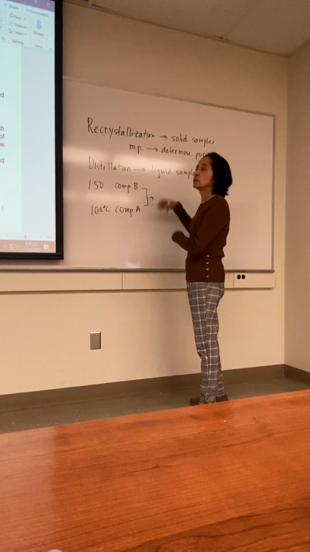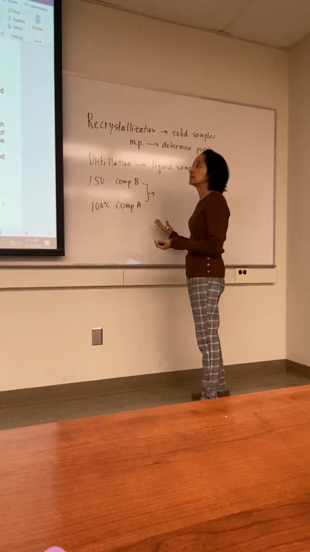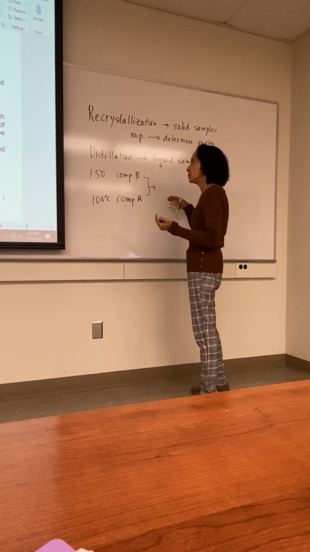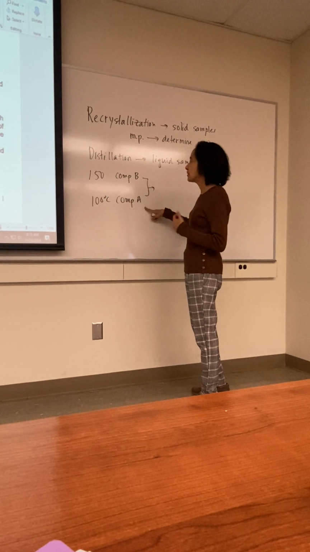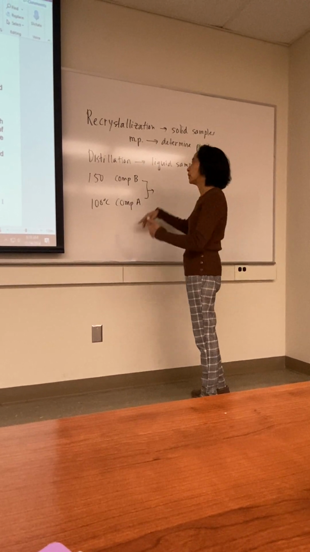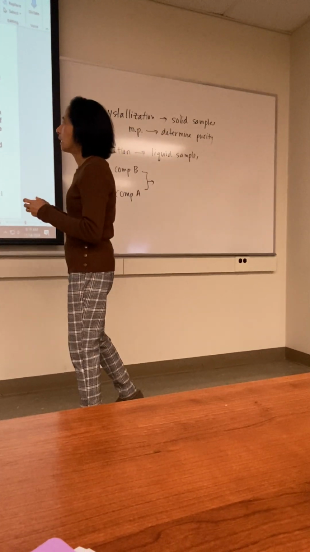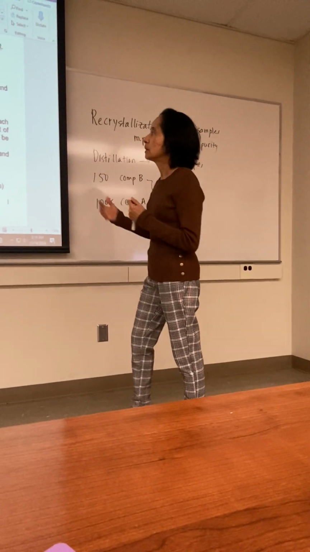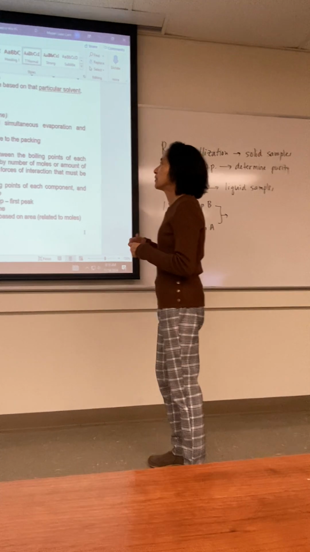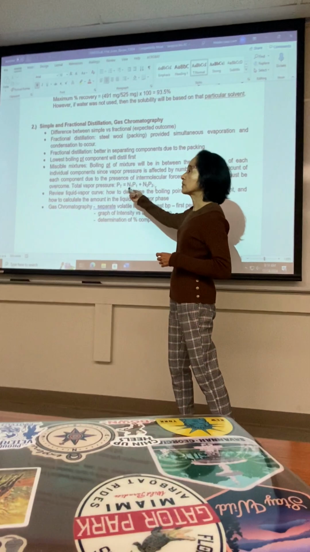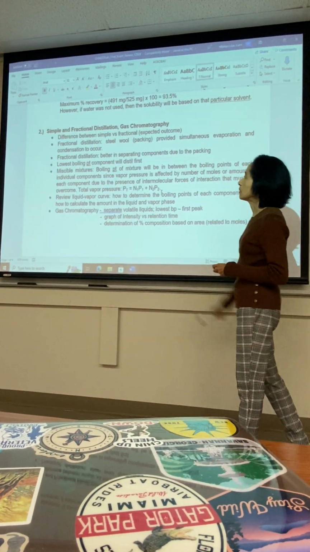But it depends on the ratio that you're putting together. Say 50-50 is going to be in between. But if you have more of A, it's going to be closer to 100 degrees. If you have more of B, it's going to be closer to 150. So the total pressure, or the boiling point, is going to be dependent on the number of moles. Okay? So that's what the equation is.